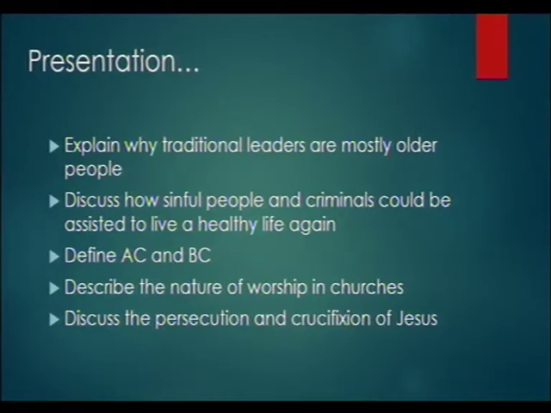Describe the nature of worship in churches. Different churches worship differently. And there are many churches now in Namibia, and they do it in different ways when they are worshiping. So get that better understanding. Some of you see this on a daily basis. Some of you maybe have heard about it, but what is it saying also in your modules?